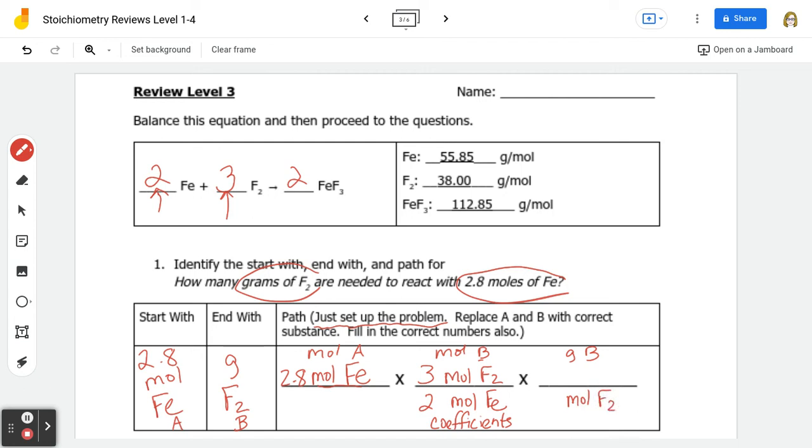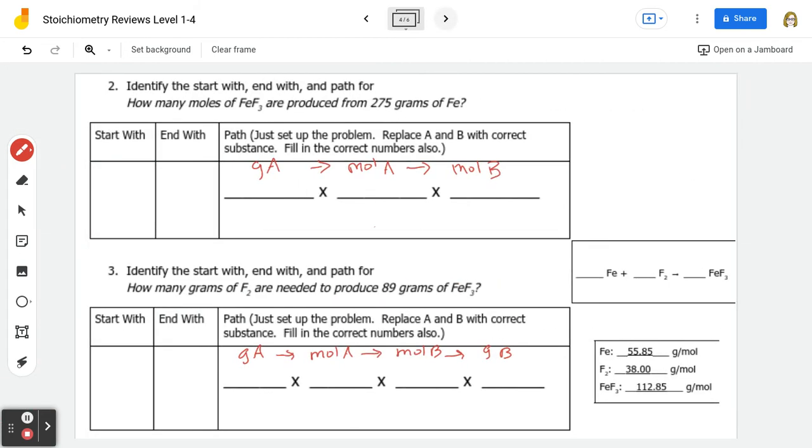And gram of B is the next step of our path, and B is F2, so gram of F2 will be at the top. And then the gram mole step is always 1 mole equals formula mass with the grams. So we're going to put 1 with mole, and the formula mass for F2 is right here, 38 grams. Okay.